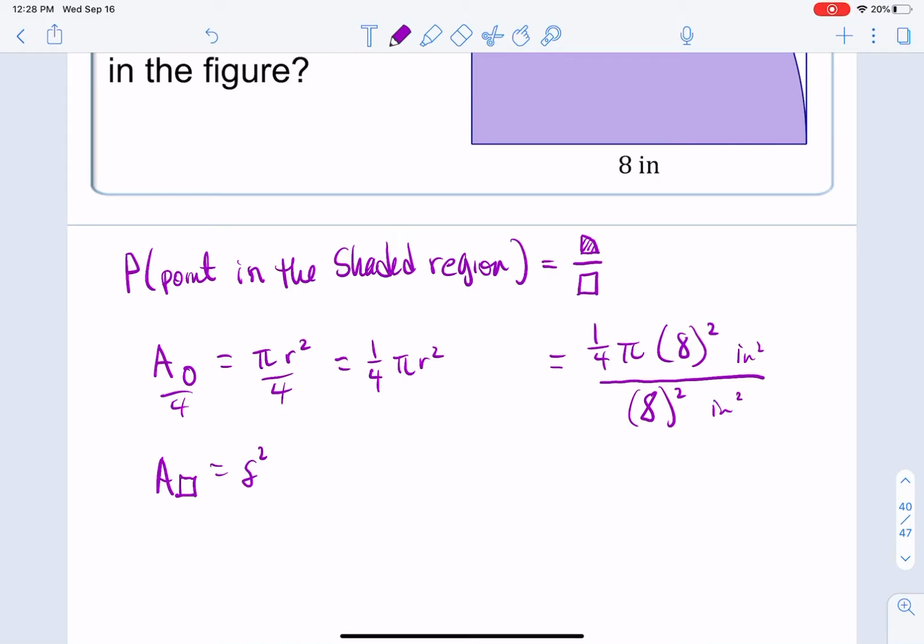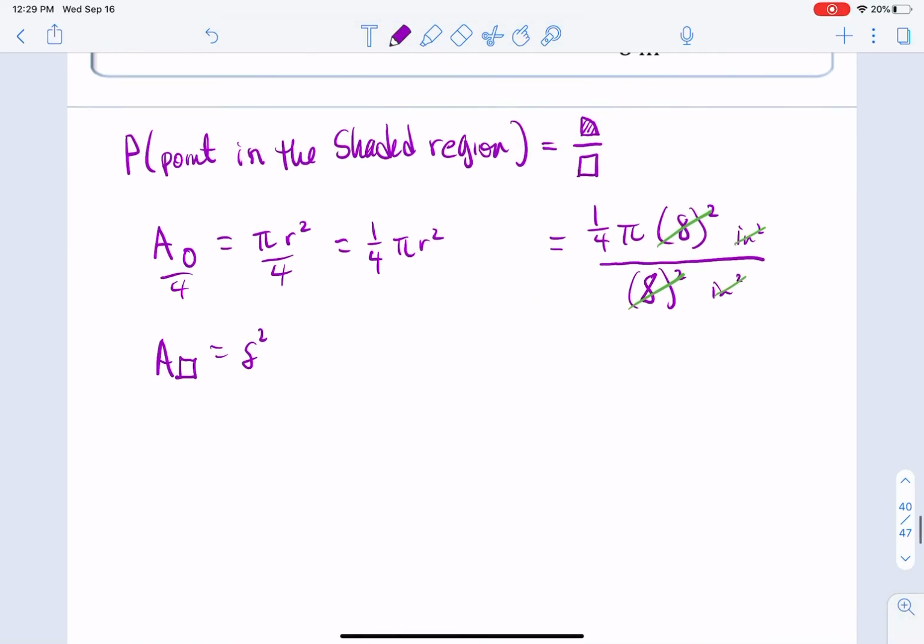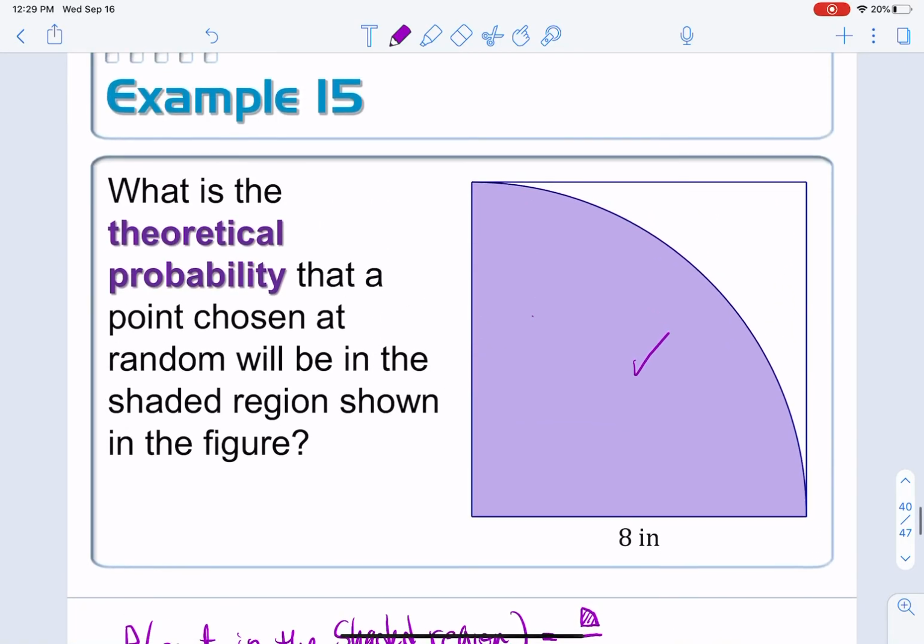Now, I technically don't even have to calculate 8 squared because I have an 8 squared on the top and the bottom. So they just divide out. That makes 1, because it's 64 divided by 64. Likewise, the units cancel out too, and this is going to be unitless, which is what we should expect. What we're left with is 1/4 pi. Usually we write that as pi over 4. Pi over 4 is the probability that we will randomly select a point and it lands in the purple region.